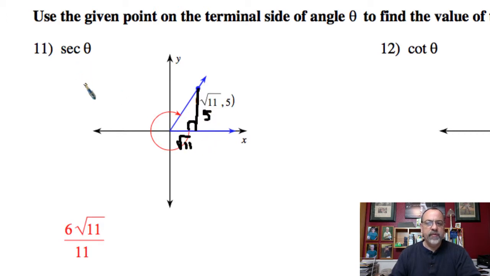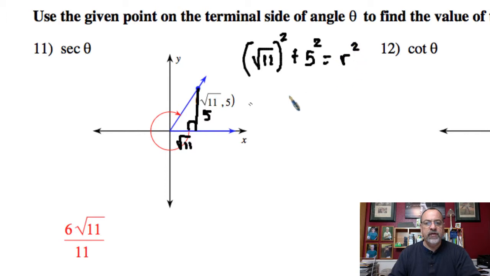The secant is the reciprocal of the cosine, and the cosine is the adjacent over the hypotenuse, so I need to know this hypotenuse. So I'm going to have to use the Pythagorean theorem to determine this, and then I'll be able to write my ratio. So the square root of 11 squared plus 5 squared is going to give me my r value squared. If I square the square root of 11, that's 11, and 5 squared is 25, and then if I take the square root of that, that's going to give me r. So this is going to be the square root of 36, which is 6.